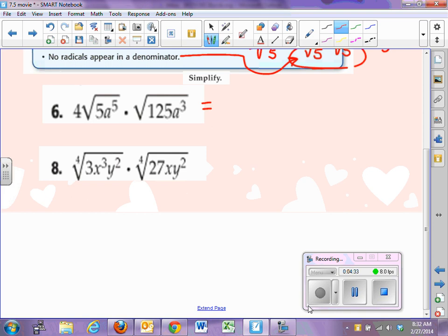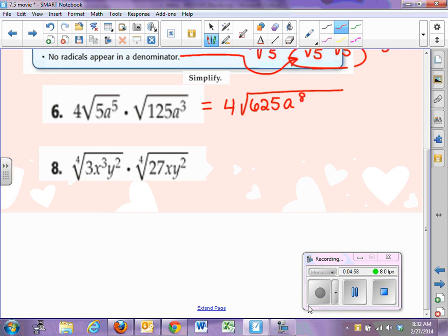So I'm going to first say, well, when I'm multiplying, first of all, I multiply the 4 by the implied 1 that's over here. So I still have 4 on the outside of the radical, but what I have now is 5 times 125. Is that 625? Probably. That's 625. And then I have a to the 5th times a to the 3rd, which is a to the what?